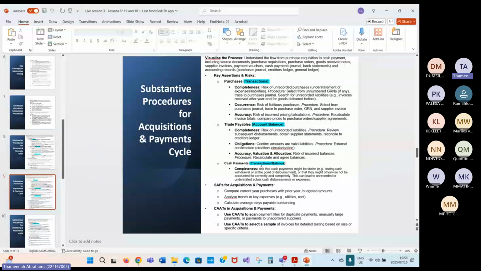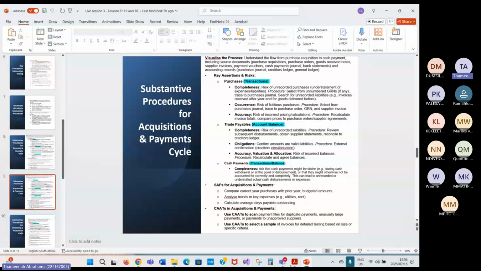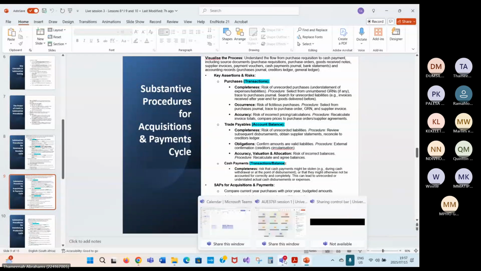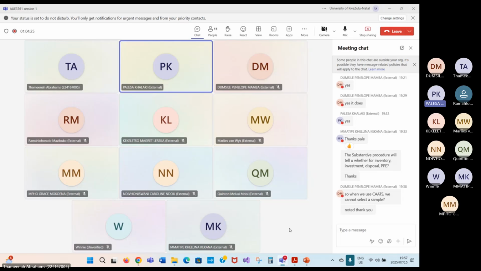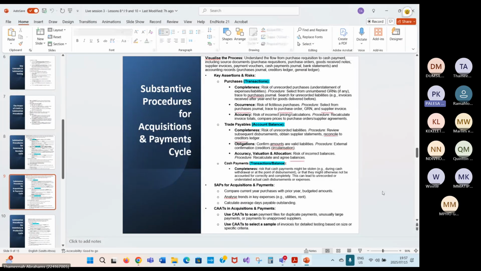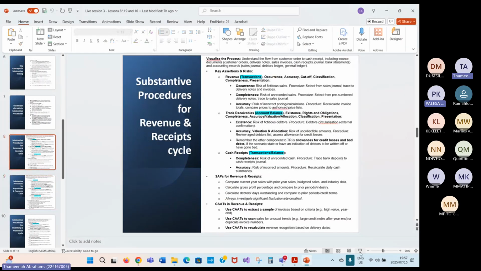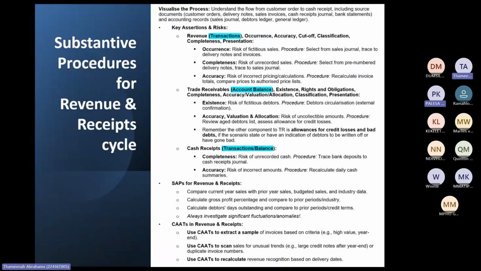We're going to go to the acquisition and payment cycle. Can we go back to cash receipts? I know I said yes, I understand, but I think I have questions because I see it says transactions slash balance. So it can be tested as a transaction and it can be tested as a balance.